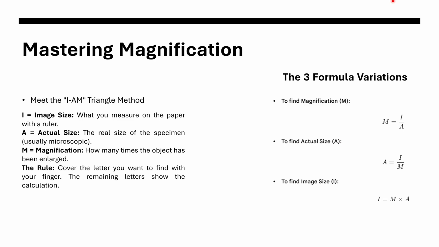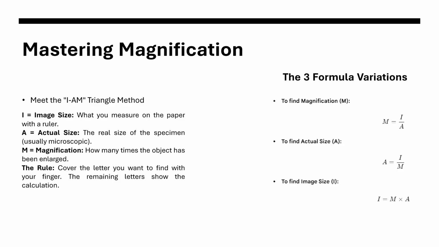So what is the golden rule here? The golden rule of units is that there is one trap students always fall into. Before you do any math, your I and A, meaning image size and actual size, must be in the same units. Usually that is millimeters or micrometers. You can't divide millimeters by micrometers. I shall explain this with an example in the next slide. You should be very clear about it: always convert the unit first, then calculate.